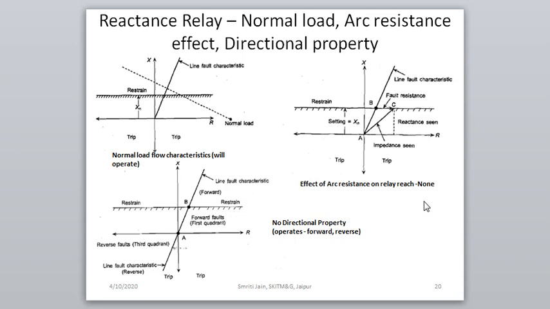Now we can see the effect of direction. If there is any fault occurring in the forward or reverse direction, the relay characteristic which is drawn above the R axis can be drawn below the X axis also, and these faults occurring either in the forward or backward direction will operate the relay. Hence it doesn't possess any directional property. It operates both in forward as well as reverse directions.